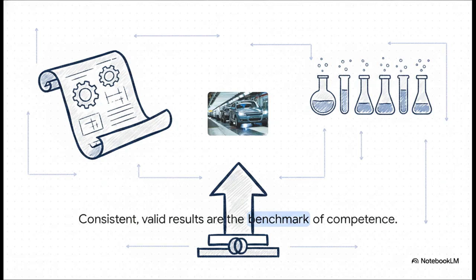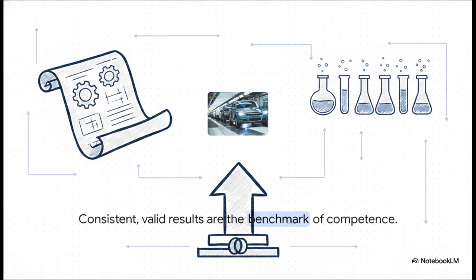Picture a modern automotive assembly line for a second. You need rigorous standardization there to guarantee that every single car rolling off that line meets strict safety and performance metrics. I mean, if the robots welding the frame are off by even a millimeter, the entire integrity of the vehicle is compromised. Well, laboratories really aren't any different.